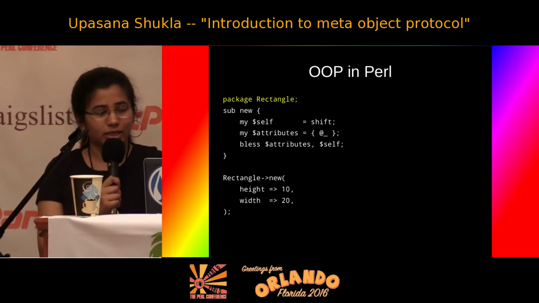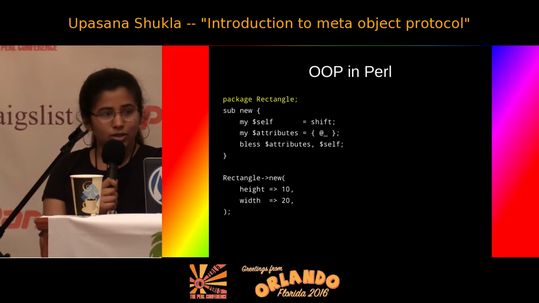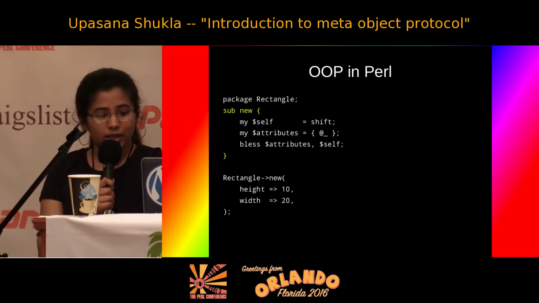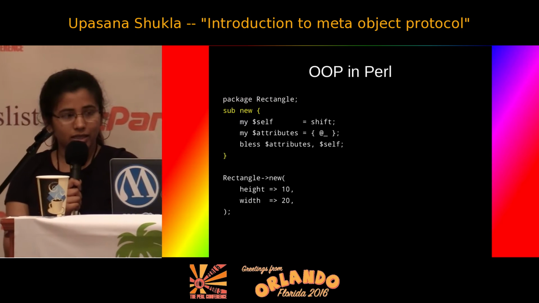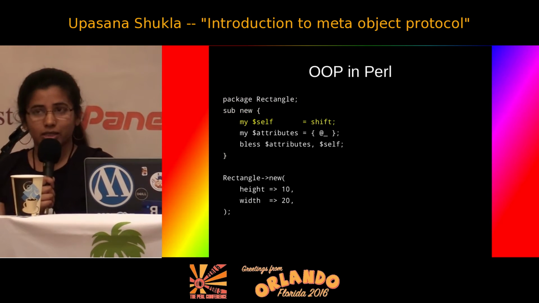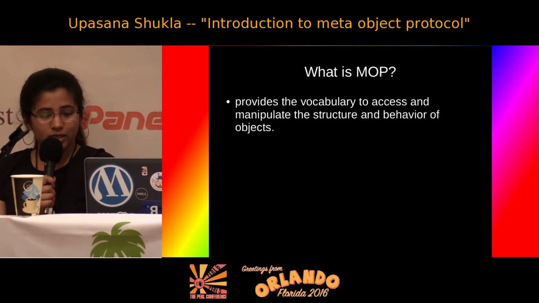So here's a very simple example. I've declared my class. Its name is rectangle. Then my constructor's name is new. As the first argument, I'll have my class name. In this case, it would be rectangle. Then I'm treating the rest of the arguments as attributes. And then I'll bless all the attributes into my class. And I can easily do this, and it works.